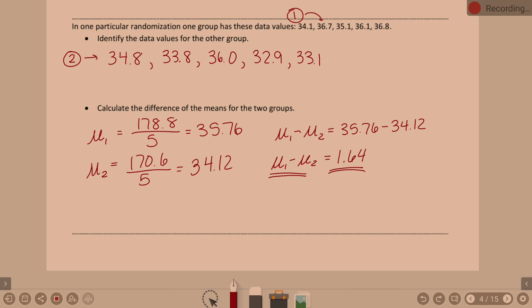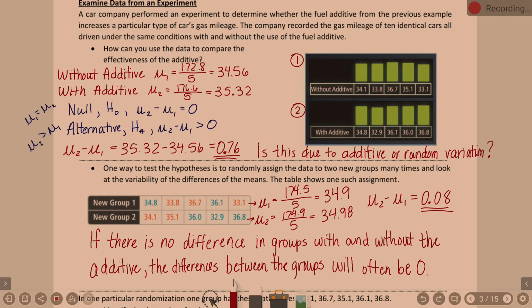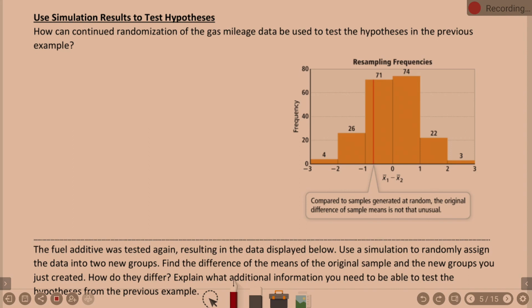So, if you go to the next page, now keep in mind, I'm going to point out this number because it means something. When we had our 2 groups, when it was still with and without the additive, the difference was 0.76, right? We mixed the groups around, got one really small number, one really big number. When we go to the next page, you see a histogram here. This histogram represents, I believe, 200 total samples. So taking and creating 2 new groups 200 different times and finding their means and differences. That's what it's looking at, finding all of the means and differences.